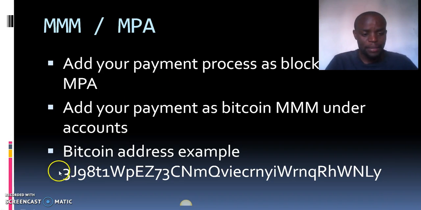So this is an example of what a Bitcoin address looks like. It's these long ugly numbers, so guys, don't be surprised if you see that. That basically means you're doing the right thing. These long digits, numbers and letters are your Bitcoin address. That's like your bank account.